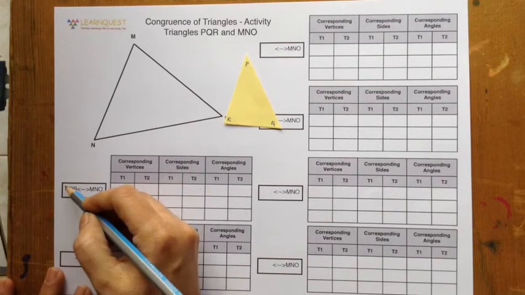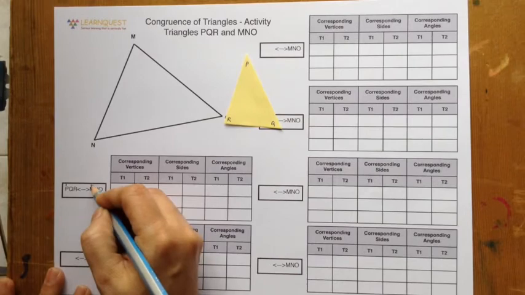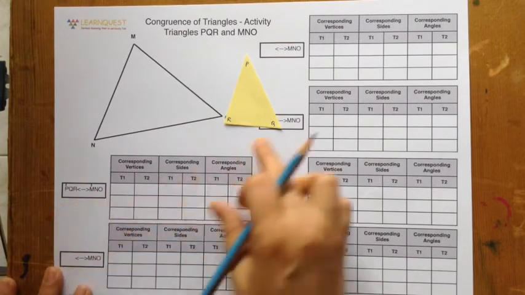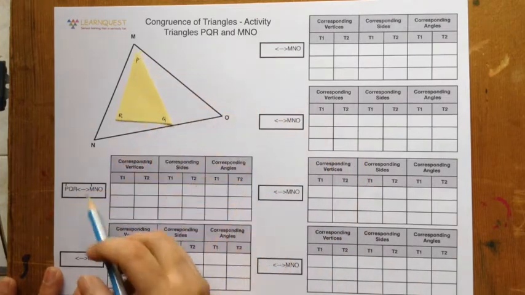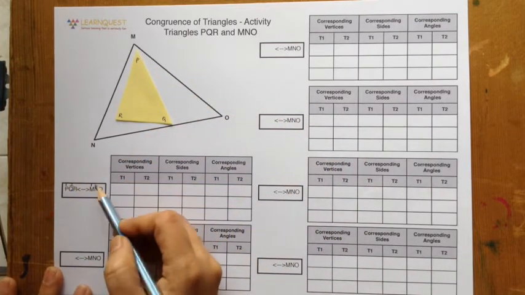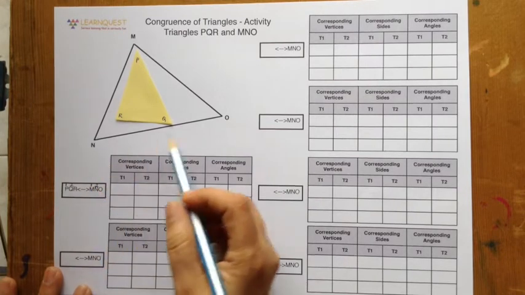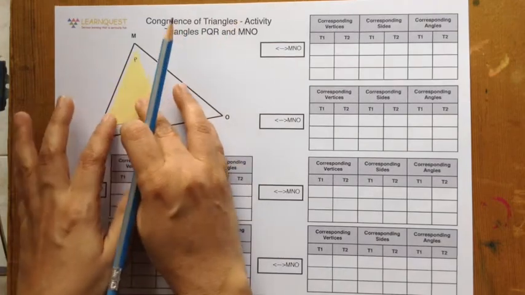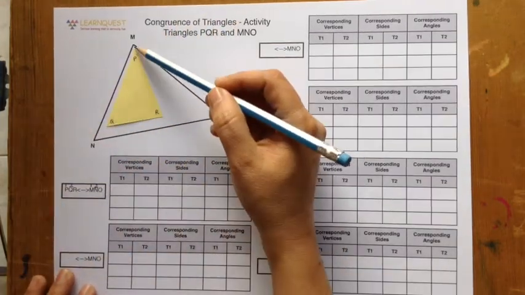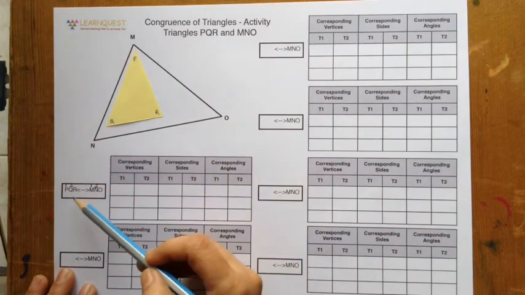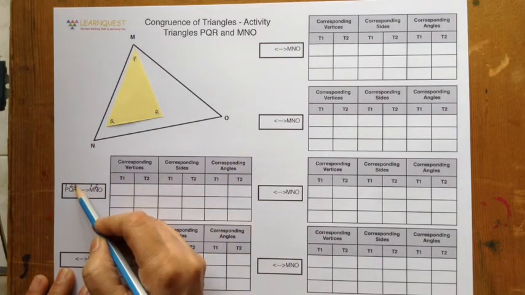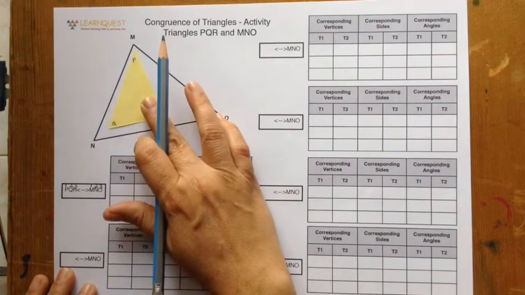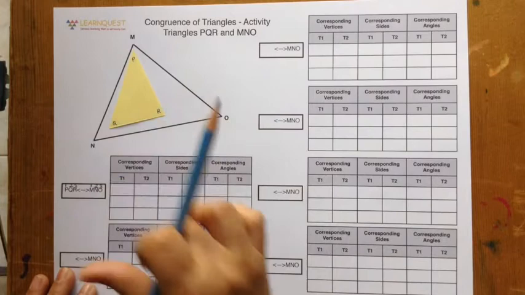So over here, P and M are the first alphabets, so we should match P with M, and Q should be matched with N, so we have to turn this, and P with M and Q with N, and R with O, they are the third alphabets, so R with O. So this is the mapping that we have done.